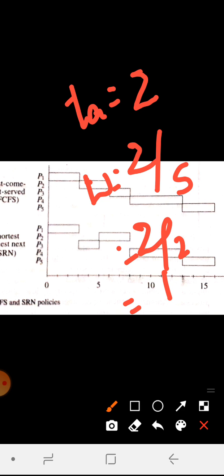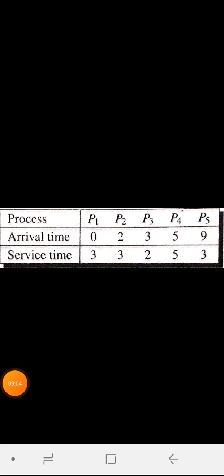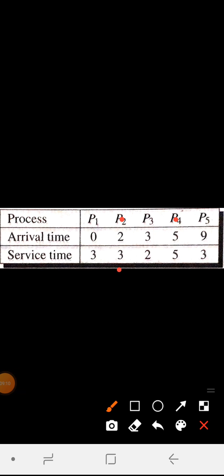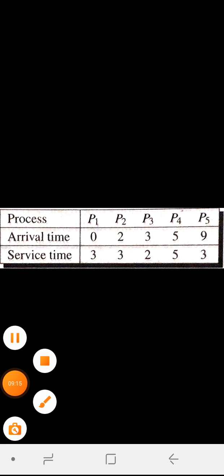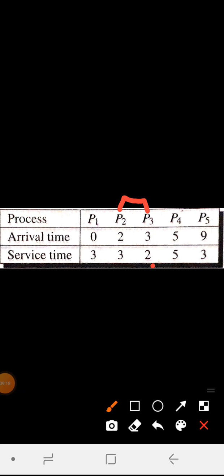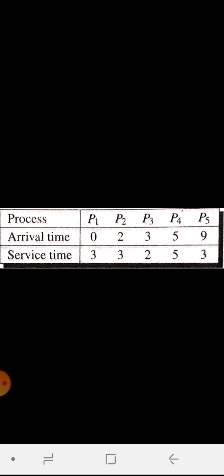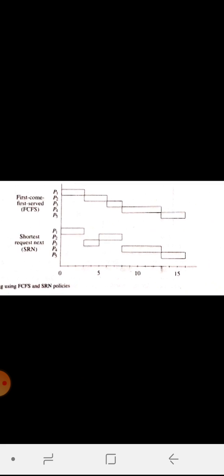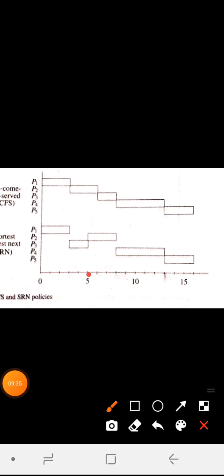So we took P1. When we took P2 and P3, we got to know that P3 has the shorter time. Therefore, we scheduled P3. Then we will take P2 and P4. When we compare P2 and P4, you can see the time is less for P2 compared to P4. Therefore, P2 will be scheduled now. You can see here P2 has been scheduled.